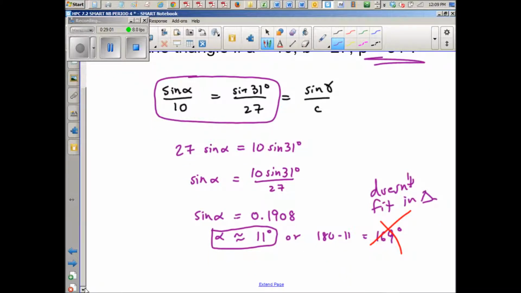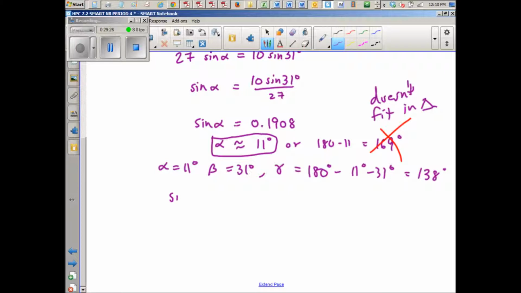Sine of alpha gave us 11 degrees there. So what we now know is that alpha is 11, but remember beta was 31, so I think we can find gamma right now. Gamma is just going to be 180 minus 11 minus 31. So what's that? 138.